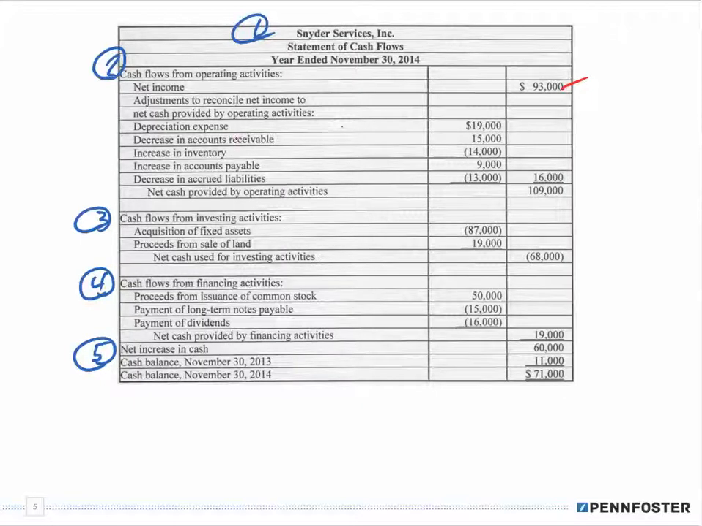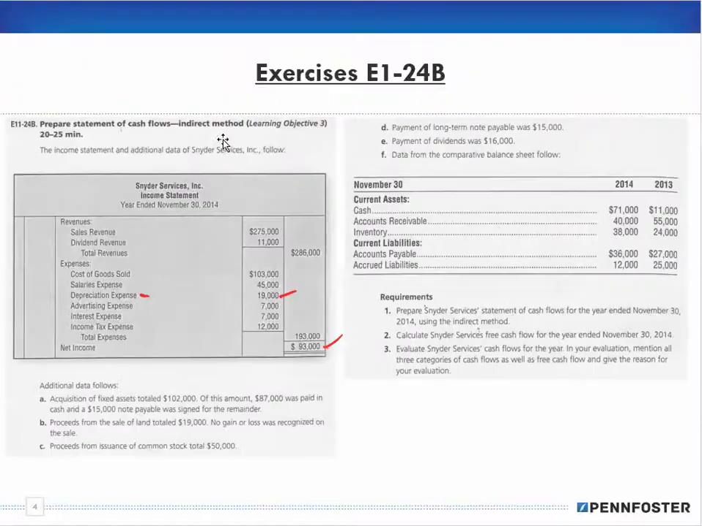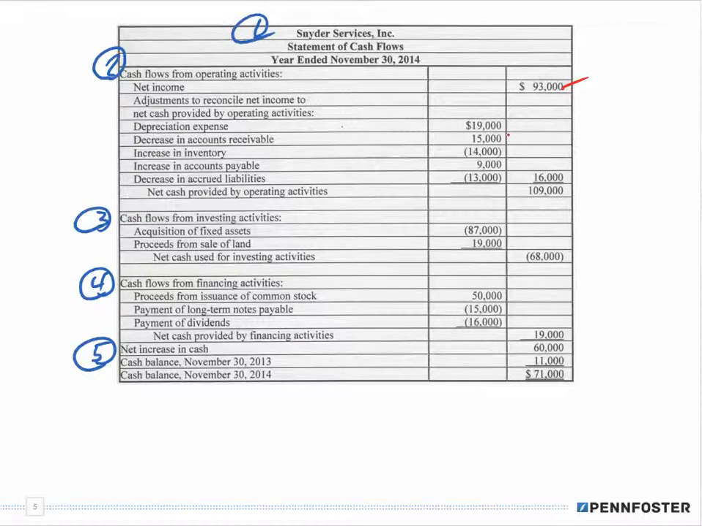The next thing we have to look at is our accounts receivable. So we had a beginning balance of 55 and an ending balance of 40. So 55 less the 40 means it's decreased 15,000. So that's how we arrive at our 15,000 as a decrease in our accounts receivable.